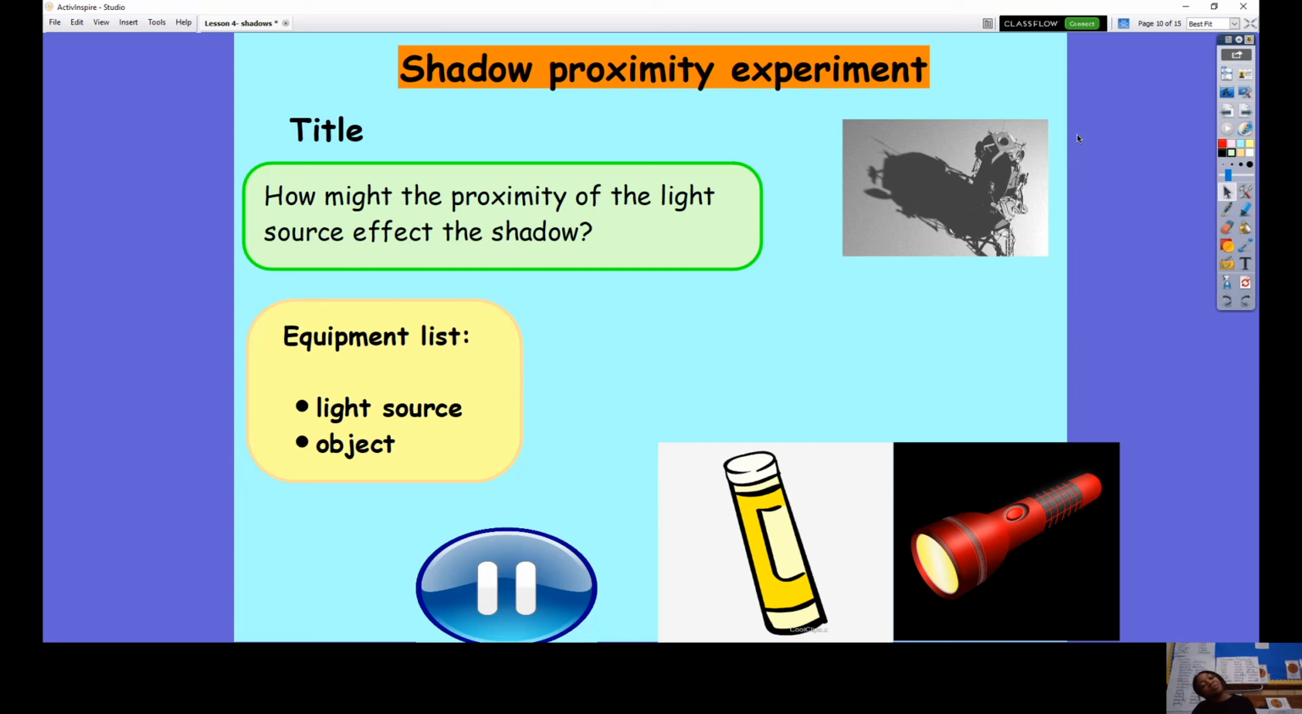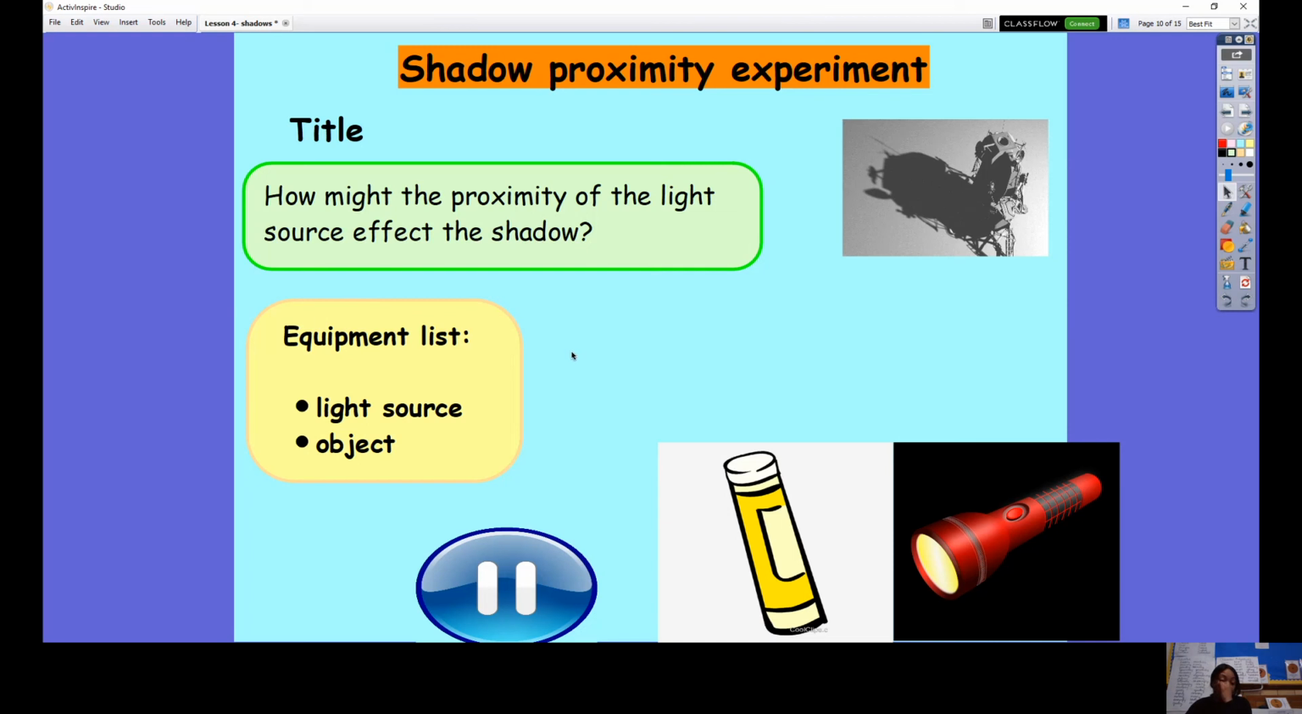Pause the video. Fantastic. Now that you've got a pen and paper, first thing you need to do is write out the title and equipment list. Our title is, how might the proximity of the light source affect the shadow? How might the proximity of the light source affect a shadow? And that's what we are exploring. So pause the video and write the title down.